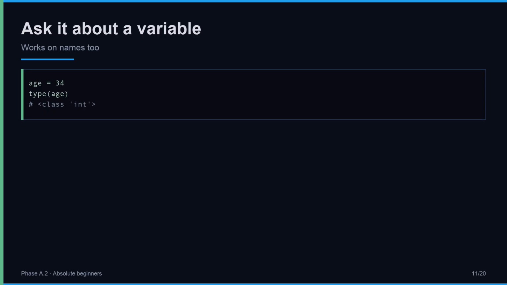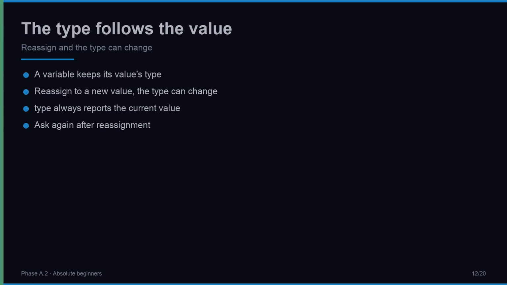We create a variable called age and give it the value 34. Then we ask type of age. Python answers, class int. The variable is just a name for the value, and the value is an int. Type tells you the type of whatever the variable currently holds. Simple as that. Names work too, a useful point.